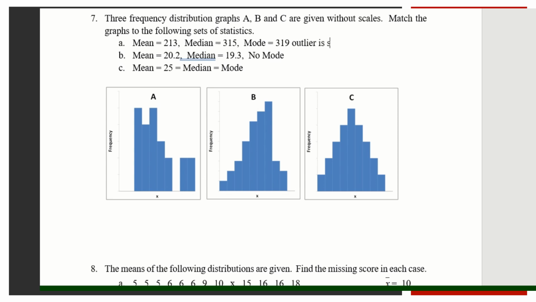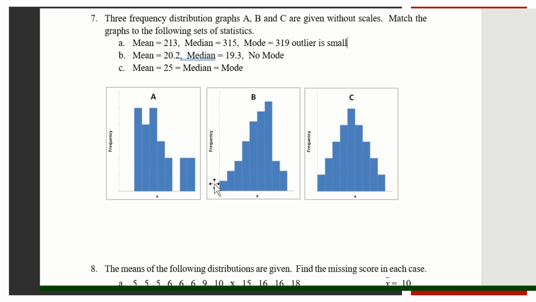Correct or not? So if my outlier is small, meaning, let's take a look at this. If I draw this, most of my data is in the smaller end. My outlier is big, so it cannot be this. I draw this, skewed to the left, negatively skewed.